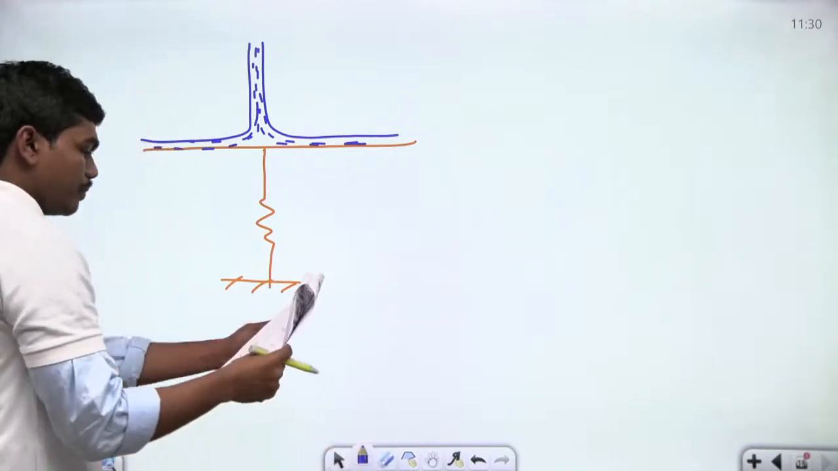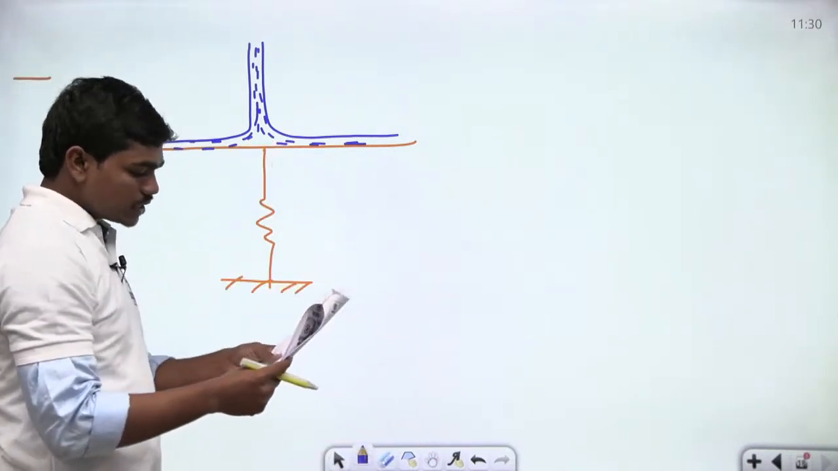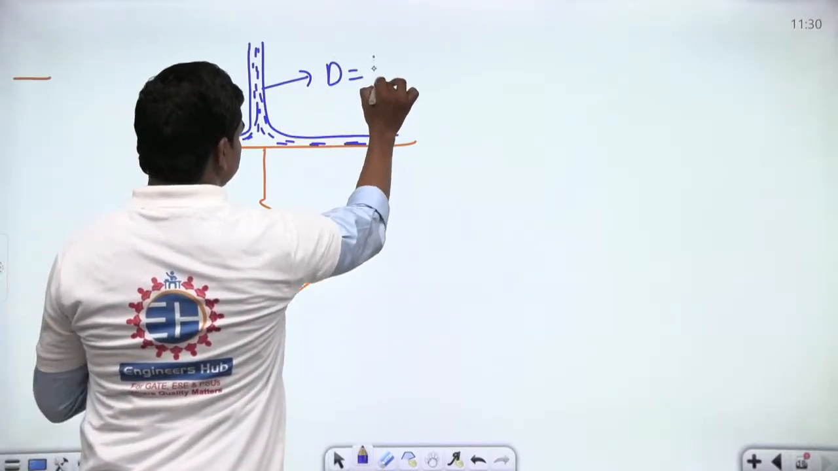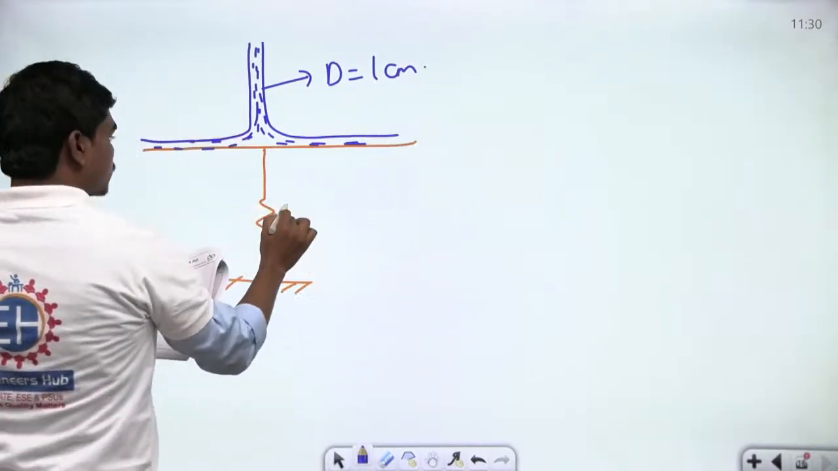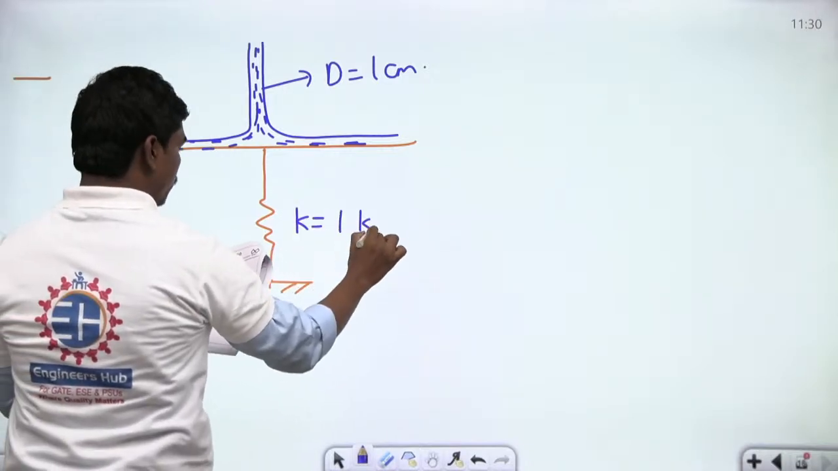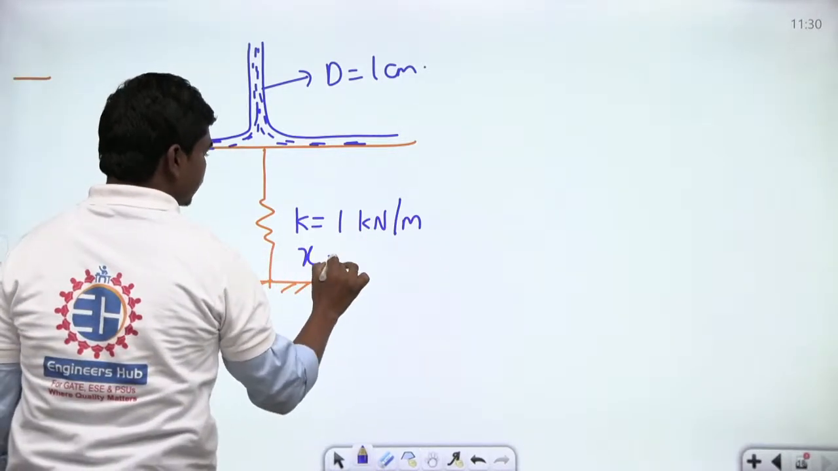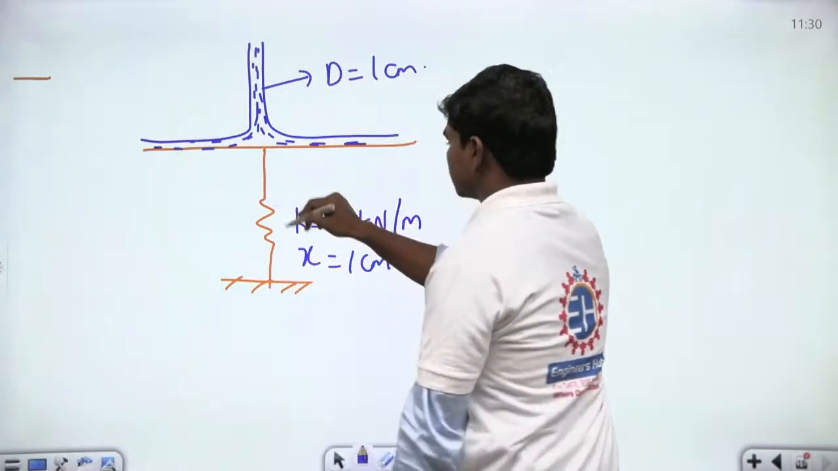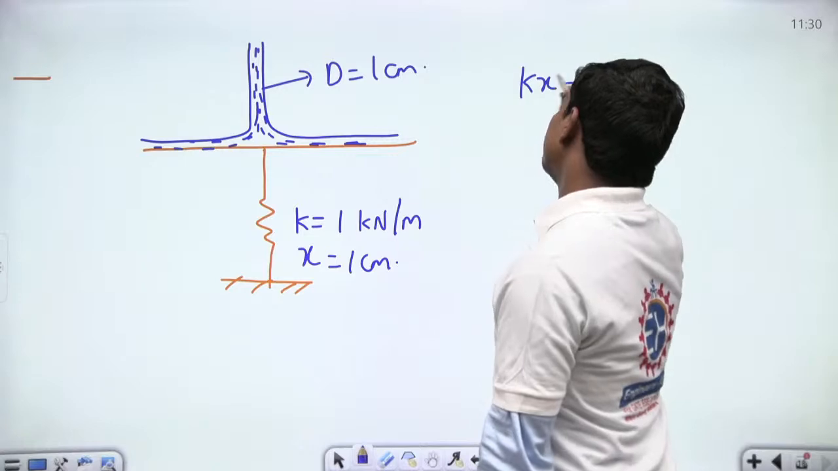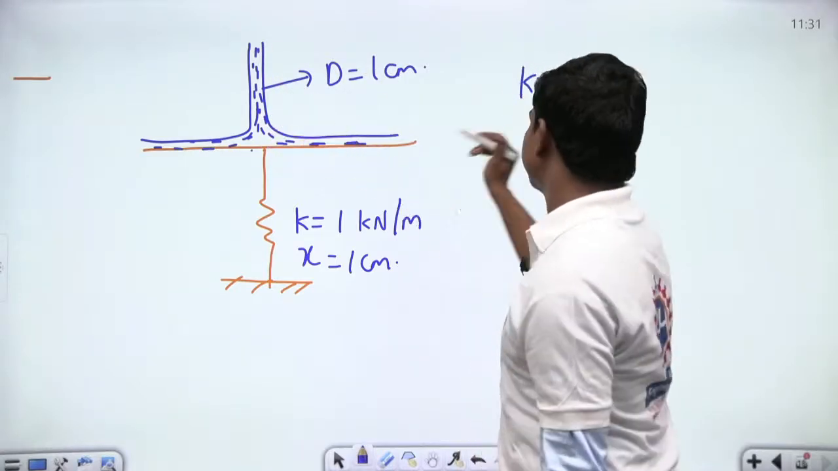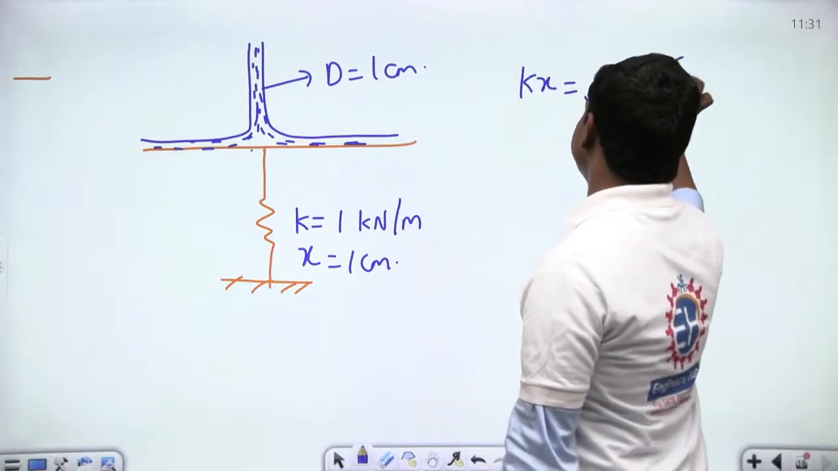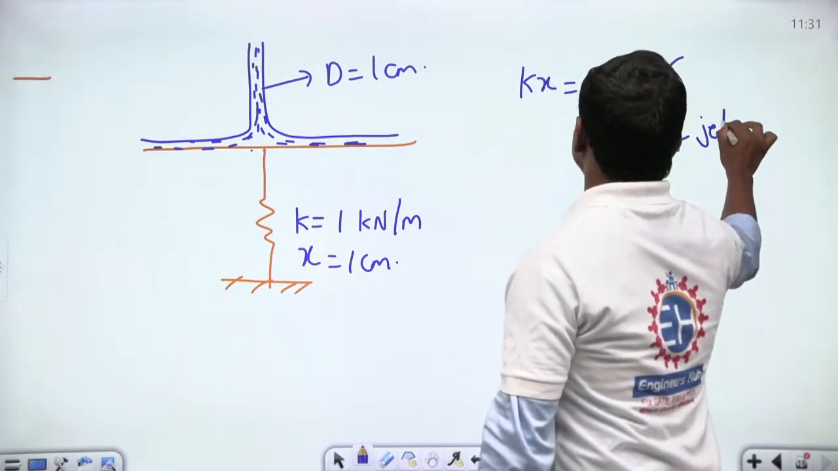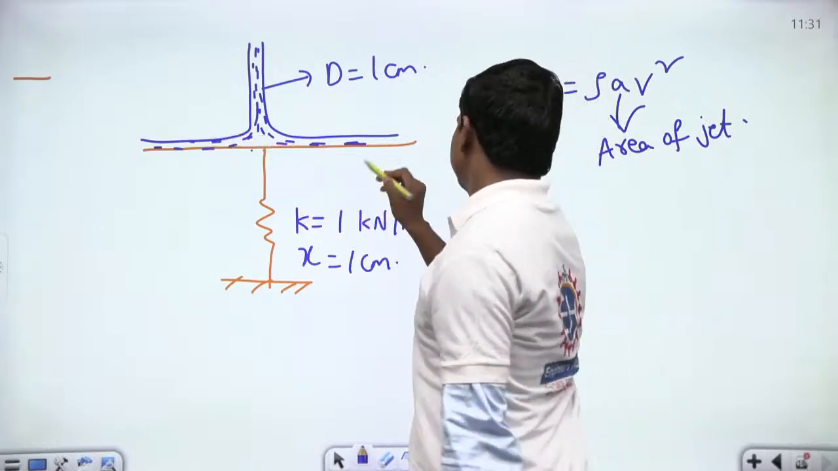So please be focused. So see here, if this is the case, then dimensions are given. The diameter of this jet is 1 centimeter. What are the other quantities given? And spring stiffness is equal to 1 kilonewton per meter. And of course, the deflection in the spring is 1 centimeter. So if you apply the momentum balance, your sigma F that's compressing this, which is Kx, should be equal to the net force applied by this jet on this plate, which is rho times A times V square, where A is the area of the jet. And they are asking you for the velocity at which this jet should impinge on this plate.